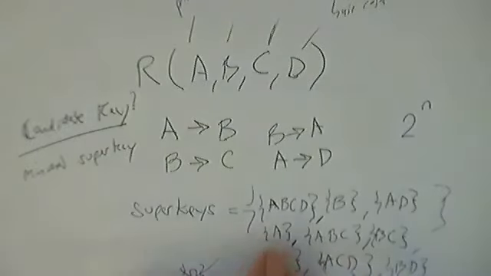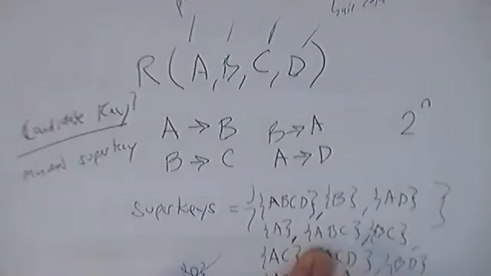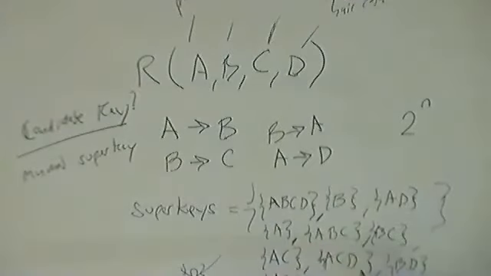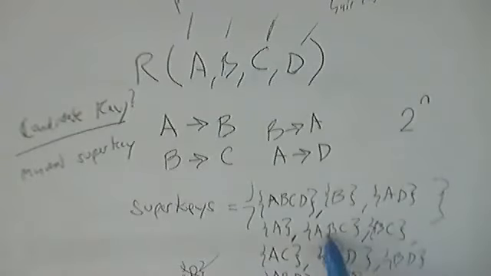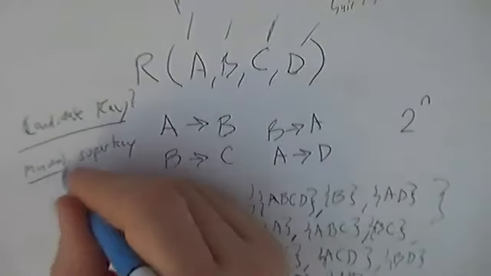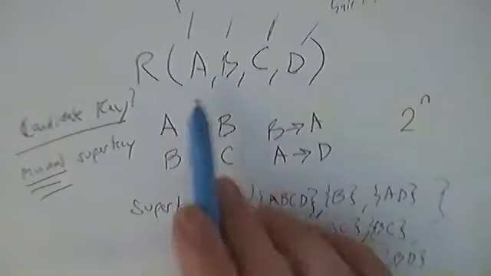All right. So is ABD or ABC a candidate key? It is a super key, but it's not a candidate key, because you could simply take away C from it and you would still have a super key. So it has to be a minimal super key. That's what a candidate key is. Okay. So what are the candidate keys of this table here?